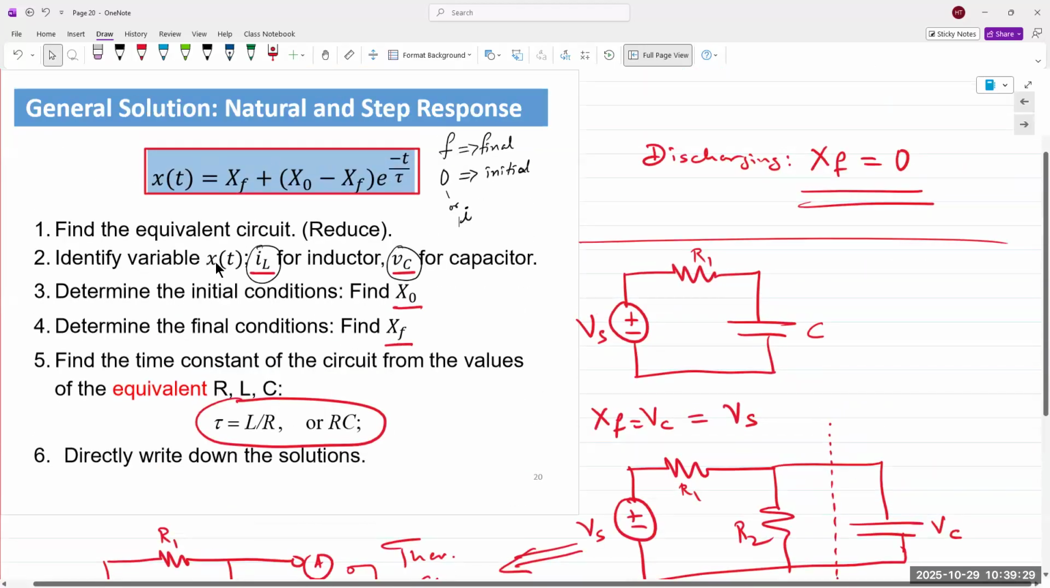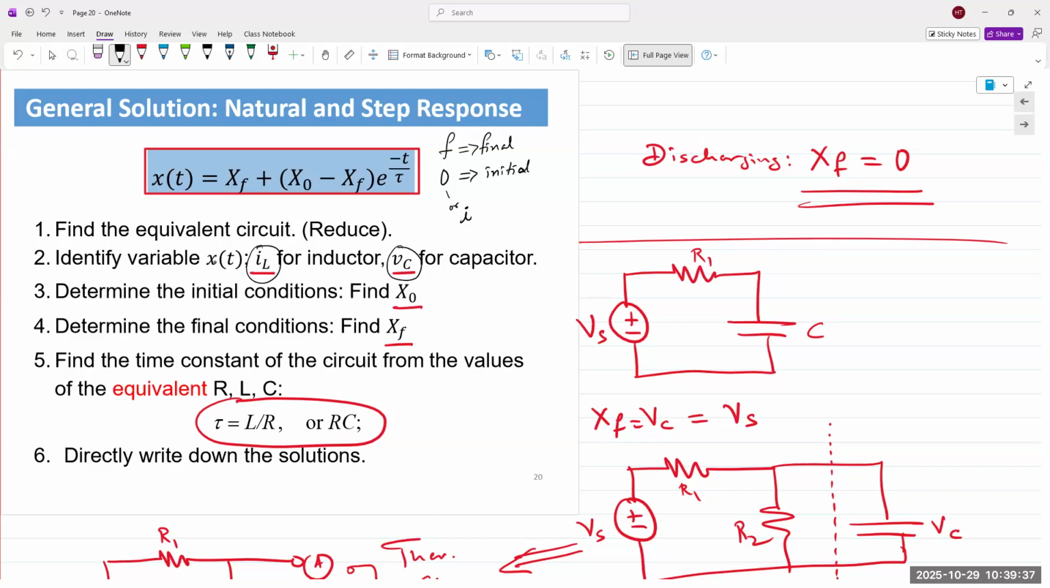And this equation is used for both charging as well as discharging. So XF and X0 can take different values. And then we have e raised to minus t over tau. T is the variable. It does not have any fixed value.